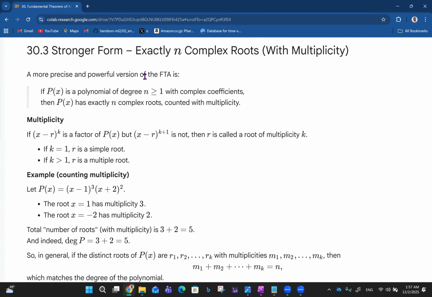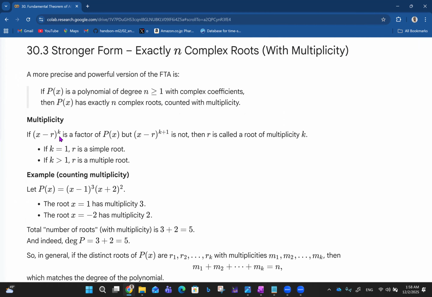So a more precise and powerful version of the fundamental theorem of algebra is this: if p of x is a polynomial of degree n greater than or equal to 1 with complex coefficients, then p of x has exactly n complex roots counted with multiplicity. So even if a root occurs more than once, if you count the multiplicity, you have exactly n complex roots, which correspond with the degree of the polynomial.